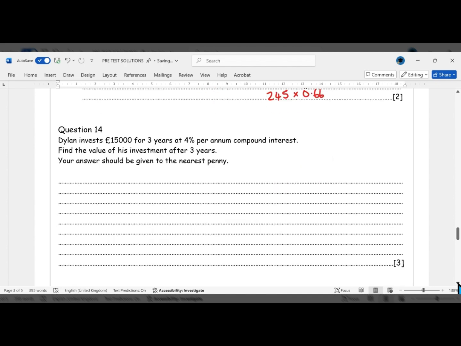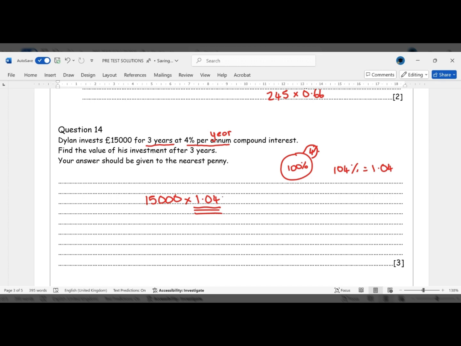We need to increase this by 4%. There's 100%. We always start with 100%, but this time I'm adding on 4%. So I'm going up to 104%, which as a decimal is 1.04. However, I'm not increasing it by 4% once. I'm doing that per annum, which is another way of saying per year, and I'm doing it for 3 years. So I need to do this 3 times.